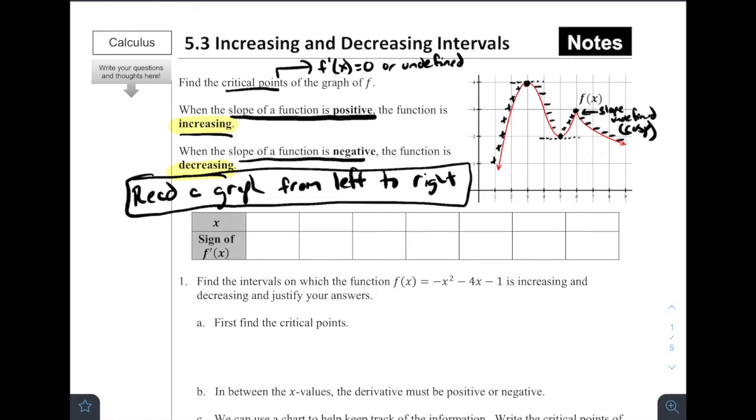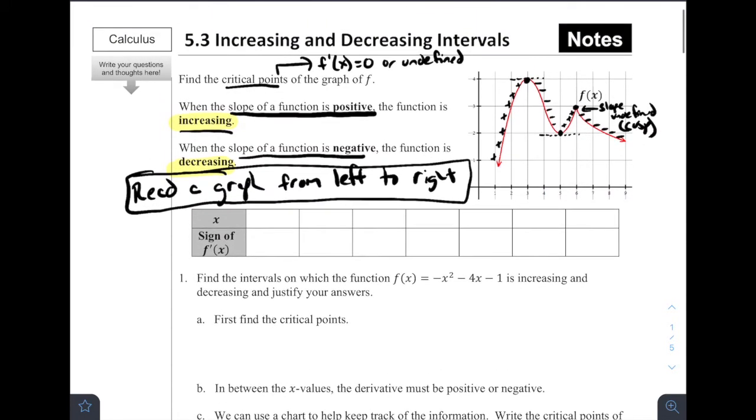So one thing to notice is that frequently these critical points are useful because not only do they identify possible maximums and minimums, but they also identify places where the function possibly switches from increasing to decreasing. So it's useful when we're trying to figure out where a function is increasing or decreasing to identify those critical values, those critical points, because it's going to help us figure out the intervals on which the function is increasing or decreasing.